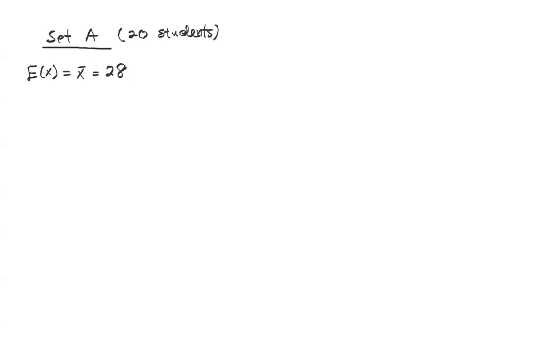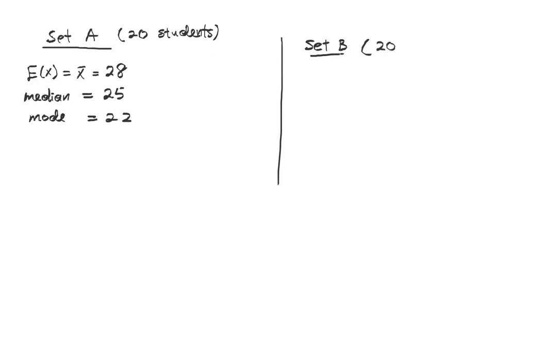So the median is equal to 25, for example, only just an example. And the mode is 22. Okay, I have another class, called set B, also 20 students. Just an example only.